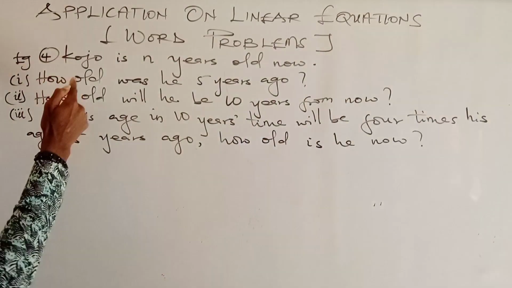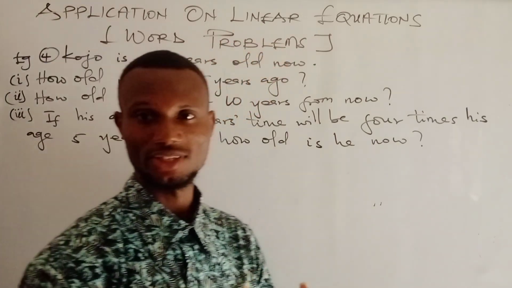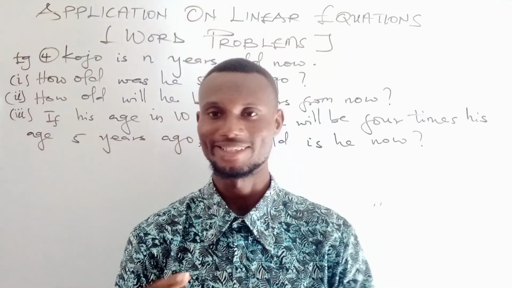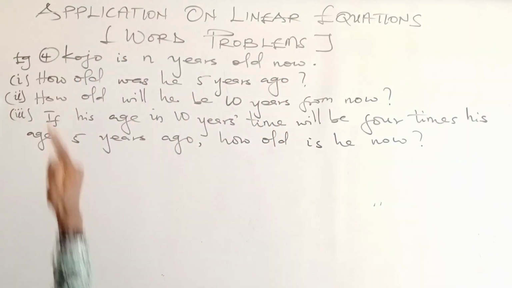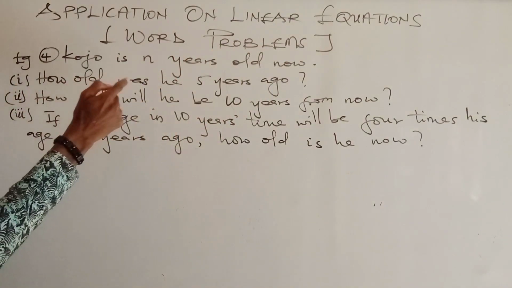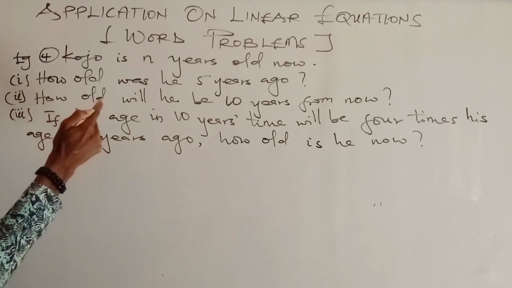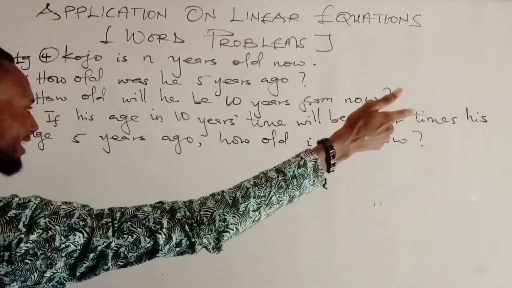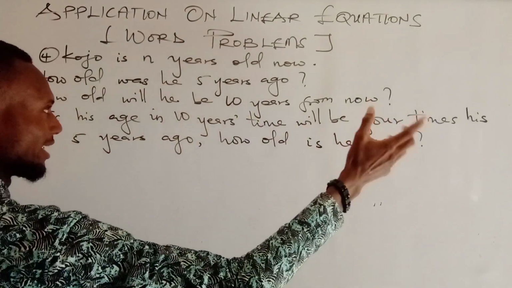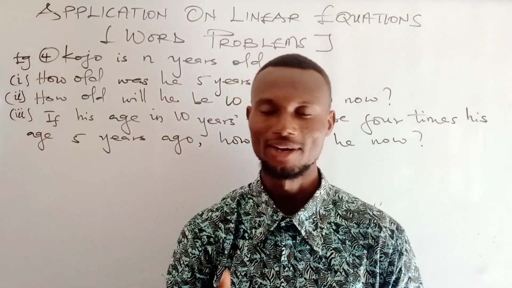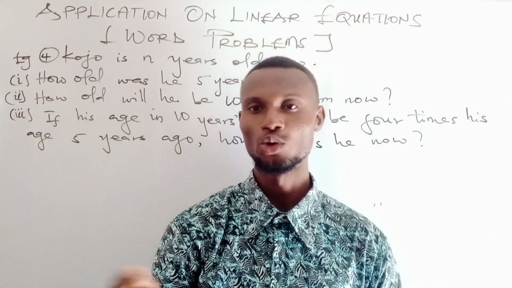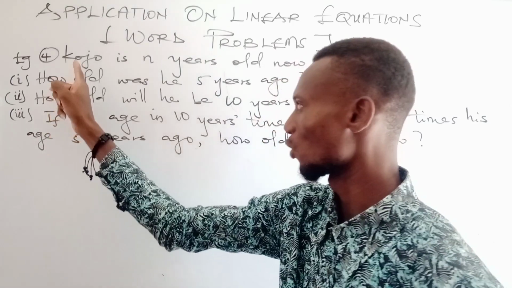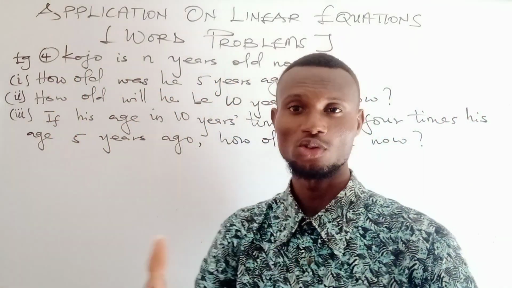It says that Kojo is n years old now. So take note that Kojo's present age is n years. That's what the question is saying. It says Kojo is n years old now. How old was he 5 years ago? How old would he be 10 years from now? If his age in 10 years time will be 4 times his age 5 years ago, how old is he now? So we are going to answer them one by one. Take note that Kojo's present age is n years because that's what the question said. So that is Kojo's present age.